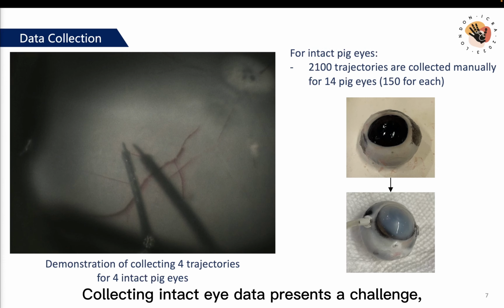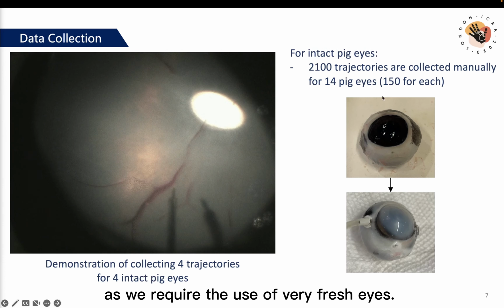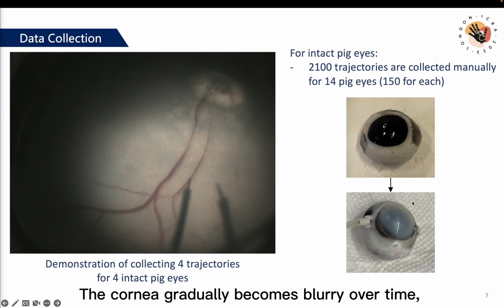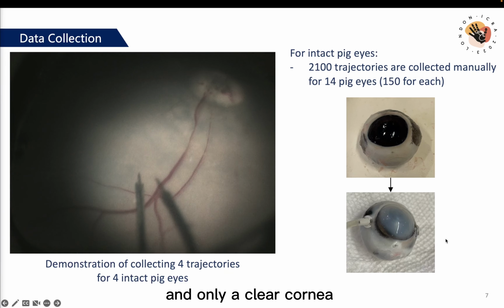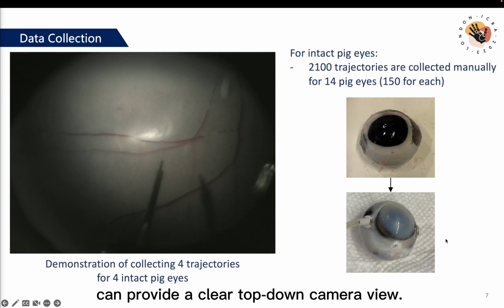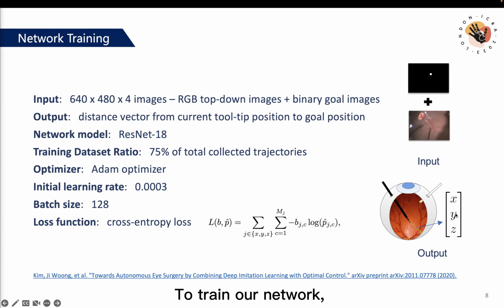Collecting intact eye data presents a challenge, as we require the use of very fresh eyes. The cornea gradually becomes blurry over time, and only a clear cornea can provide a clear top-down camera view. To train our network, we use the same hyperparameters as in our previous work, which are shown in this slide.